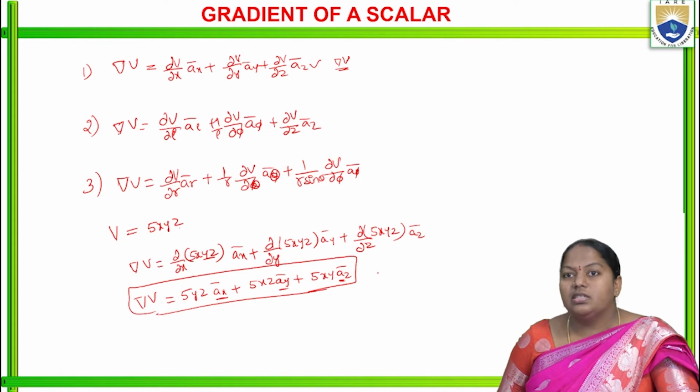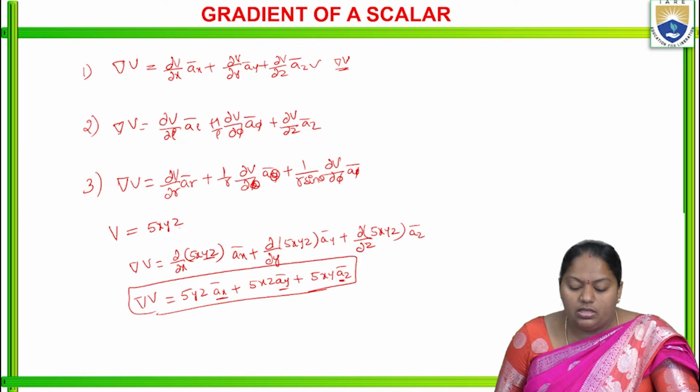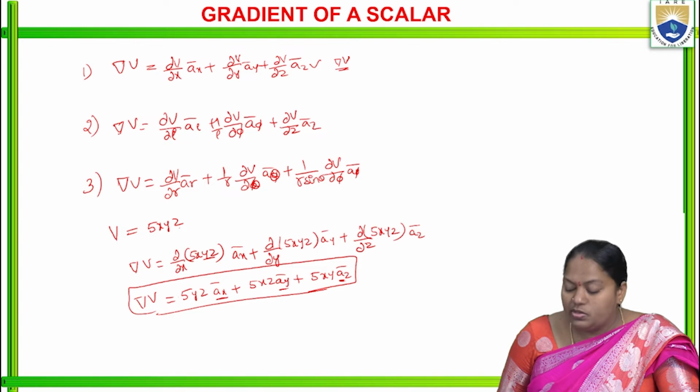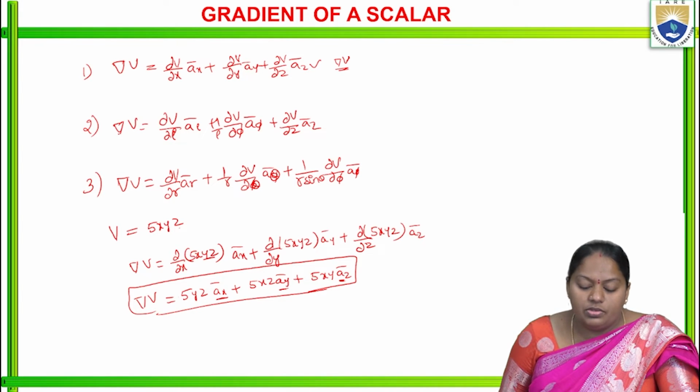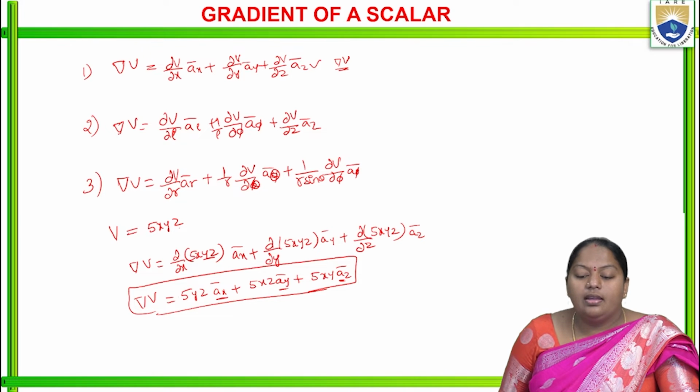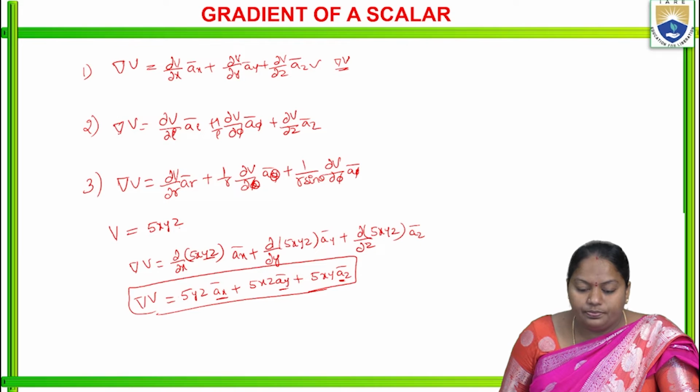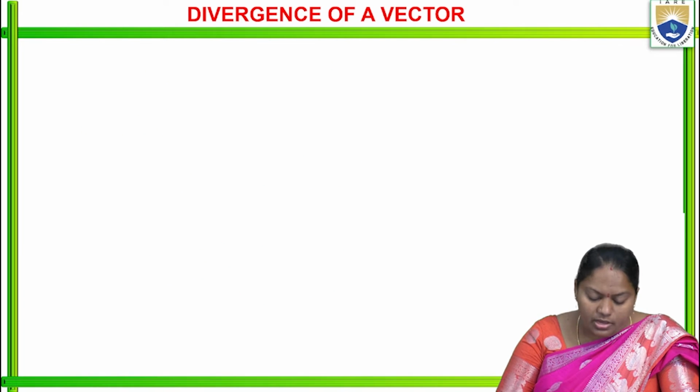Vector forms are represented in the three directions as ax, ay, az. Like this, whatever the type of vector scalar values given in different types of coordinate systems, we use either of the formulas. Then we have to simplify. Then finally, the gradient of a scalar function yields us a vector. Next, divergence of a vector.